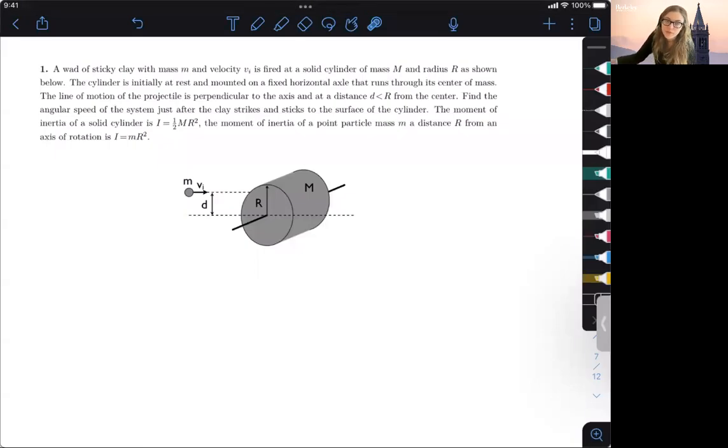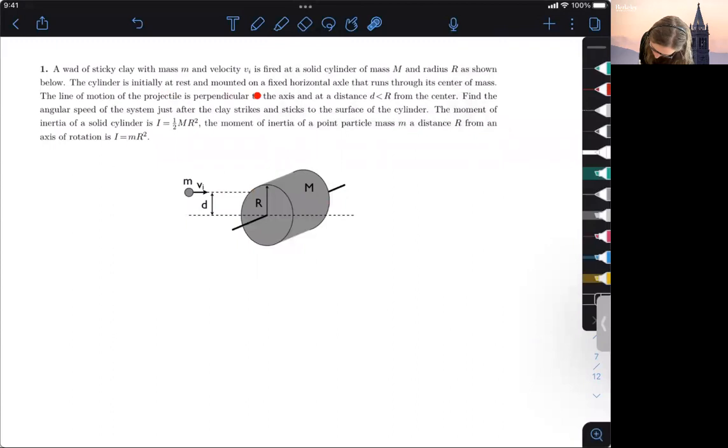Okay, so in this problem, we have a cylinder that's mounted on this rod, right? So it can rotate around this rod. And we're taking this little wad of clay and we're shooting it at the cylinder, okay? So we want to know, what is the question here? I think we're trying to find the, hopefully it's rotating afterwards, right?